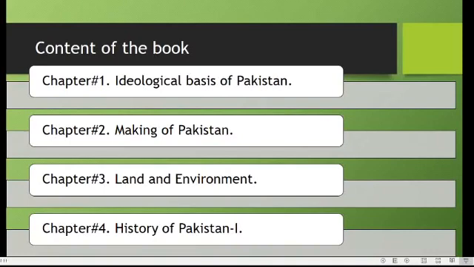And in chapter number 4, History of Pakistan 1, we would learn about the post-independence history of Pakistan, how we formed our constitution and how we made the administrative setup of Pakistan, what were the early problems that we came across, and later on the war of 1965 and then the war of 1971, the separation of East Pakistan. So we'll discuss all these events in chapter number 4.